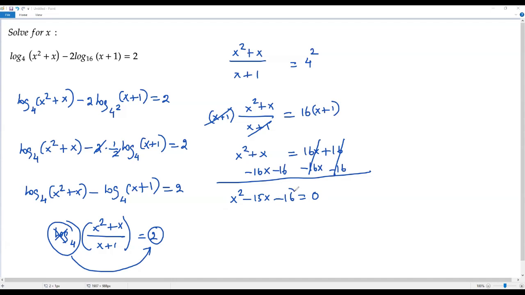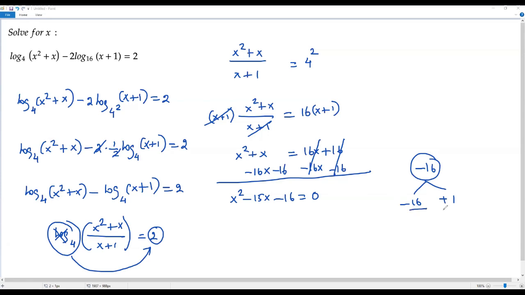For that, we have to multiply the constant of negative 16 by the coefficient of x². In this case, it's just 1. So when I multiply the constant of negative 16 by the coefficient of x², 1, I'm still getting negative 16. Now I have to get two factors for this negative 16, so that the sum of the two factors is equal to the coefficient of x, negative 15. I think negative 16 and positive 1 will work. When I multiply negative 16 and positive 1, I'm getting negative 16. When I add negative 16 and positive 1, I'm getting negative 15, which is the coefficient of x.